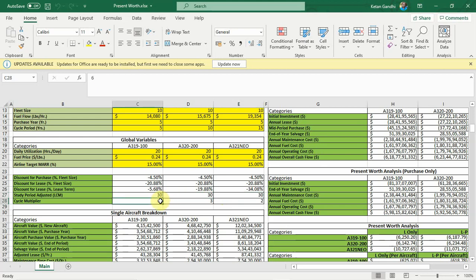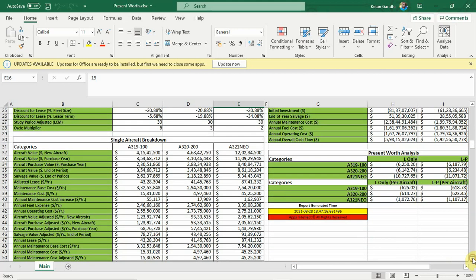And when we multiply 6 into 5, that is 30, then 3 into 10 is 30, then 2 into 15 is 30. So these are the cycle multipliers. So this part is calculated this way.